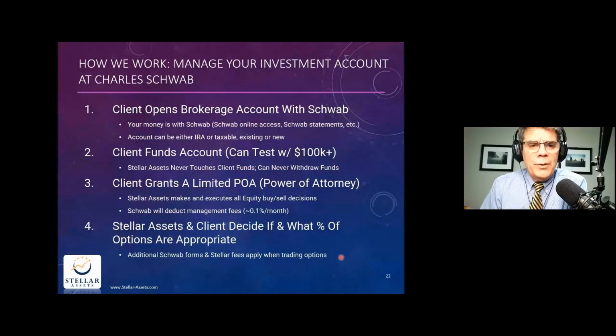Just real quick before we end, this is how we typically work with clients who choose to use us instead of doing this on their own. Everything is through Schwab. You open an account with Schwab or take an existing account. It can be an IRA, a taxable account, or a non-taxable account. But your interaction is with Schwab. They see your money. I never see your money. I don't handle your money. I refuse to.